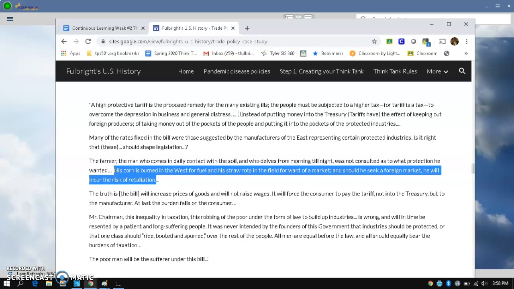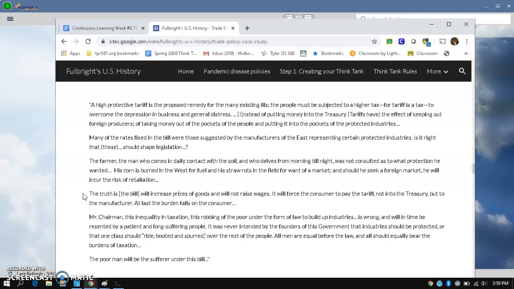Talk about that real quick. If America puts a tariff on goods coming from other countries, is it likely that those countries are going to be putting tariffs on goods coming from America? If a farmer wants to sell his products in another country, but that country has created a tariff, is the farmer going to be able to sell his products? The answer would be no.